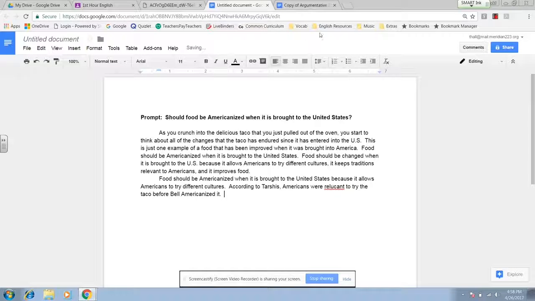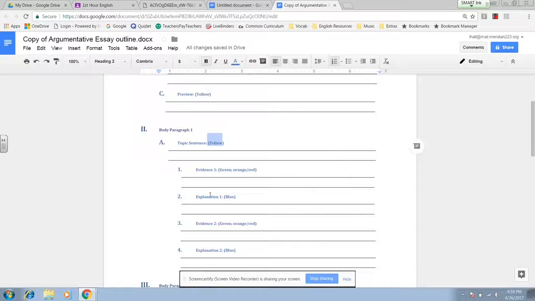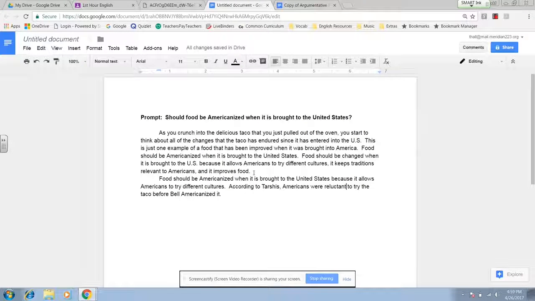Okay, now my next thing, if I go back to my outline, is I need to explain how does my text evidence prove my topic sentence. Okay, so how does my text evidence prove that Americanizing foods allows Americans to try different cultures? So I'm going to put this proves how Americanizing the taco allowed Americans to be exposed to the Mexican culture.